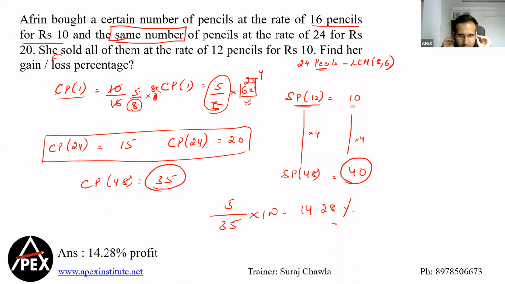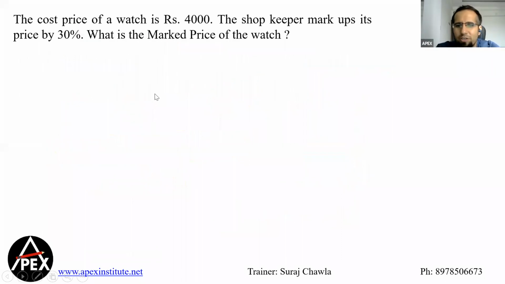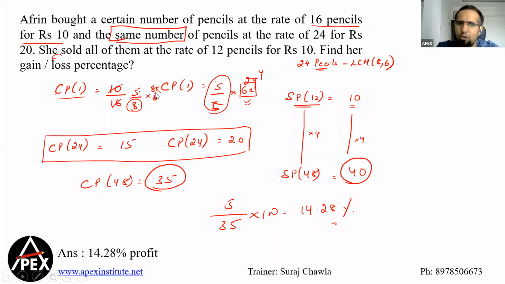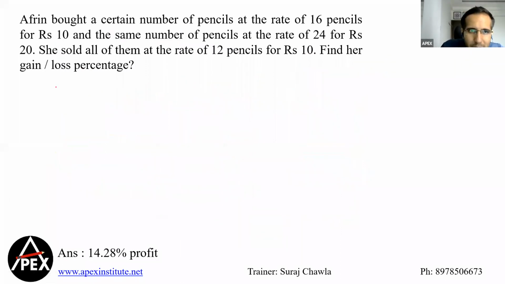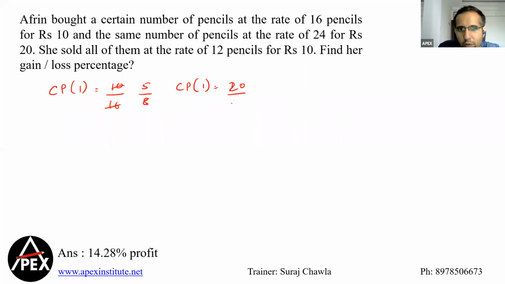Can we calculate without assumption? Yes, you can go without assumption also here. Without assumption, you will just go with fractions. No problem, you can also do that. Let's see this. The question says equal number. So CP of one article here is 10/16, that is equal to 5/8. CP of one article of this other one is 20/24, that is equal to 5/6. So one article here, one article here.